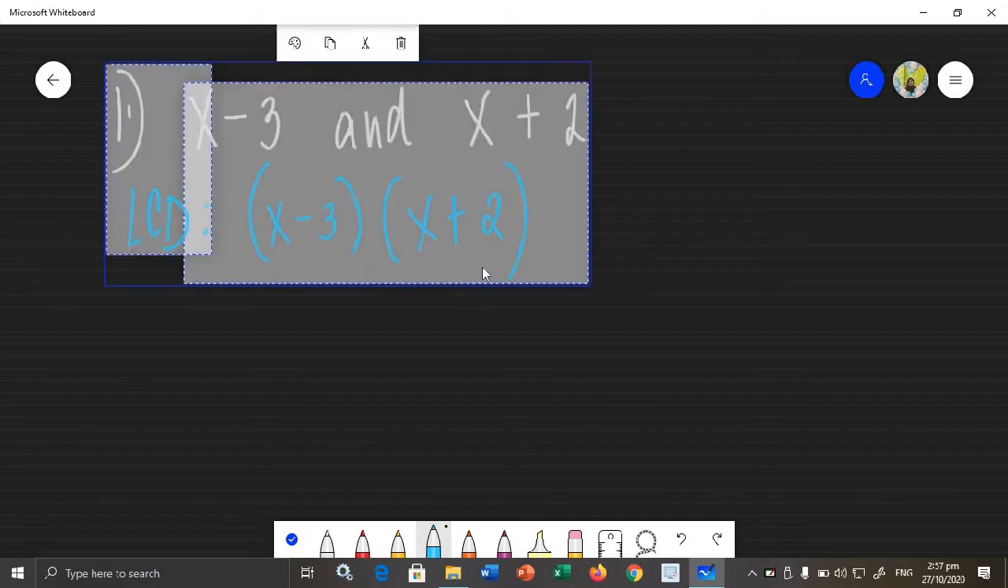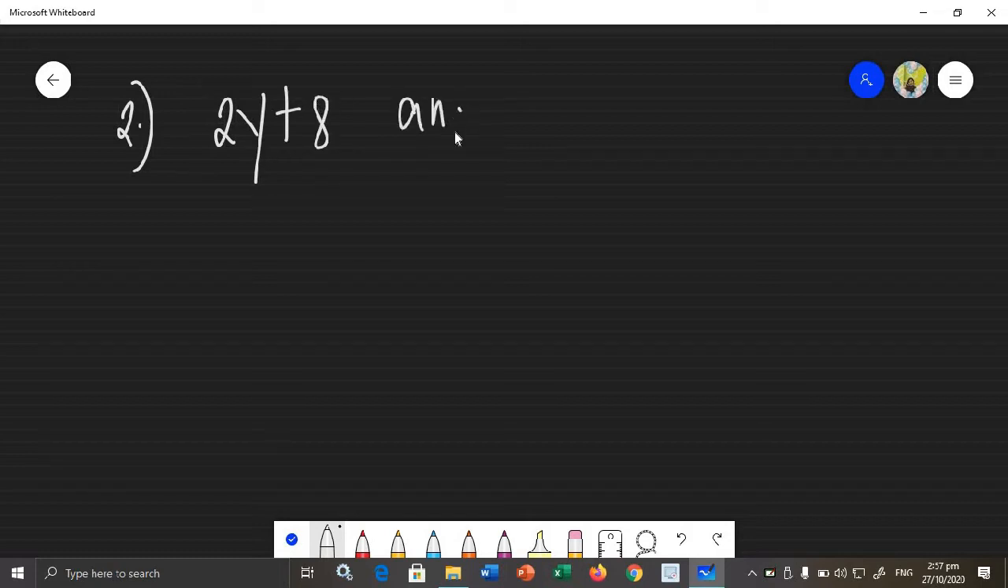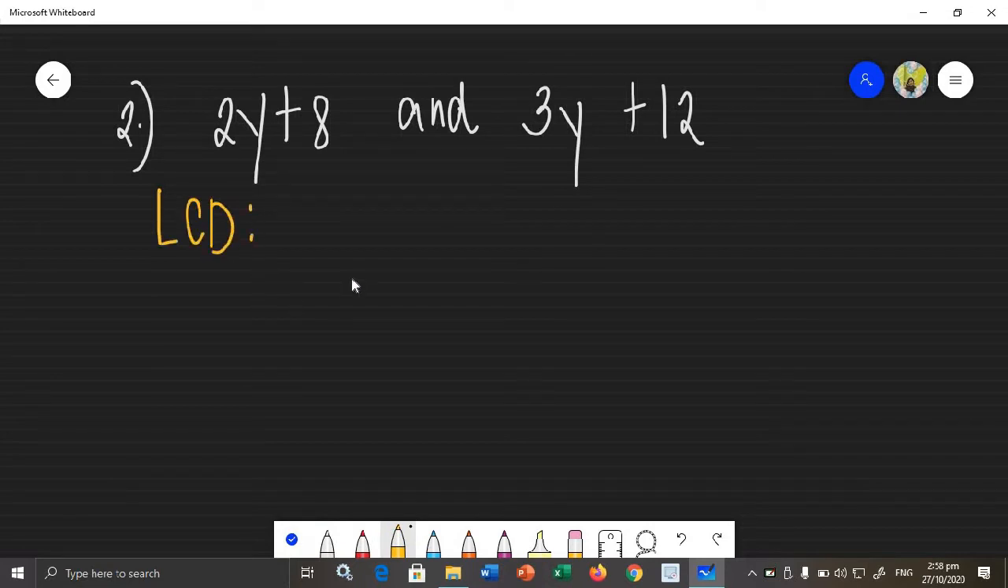How about the next one? So the first example was easy. If you cannot factor, then combine the given. Okay? And then the next given, let's say the denominator of the rational algebraic expression is 2y plus 8, and then the other one is 3y plus 12. Okay, let's say that is the denominator of the given RAE, or rational algebraic expression. What will be the LCD of these binomials? Again, the given are binomials.